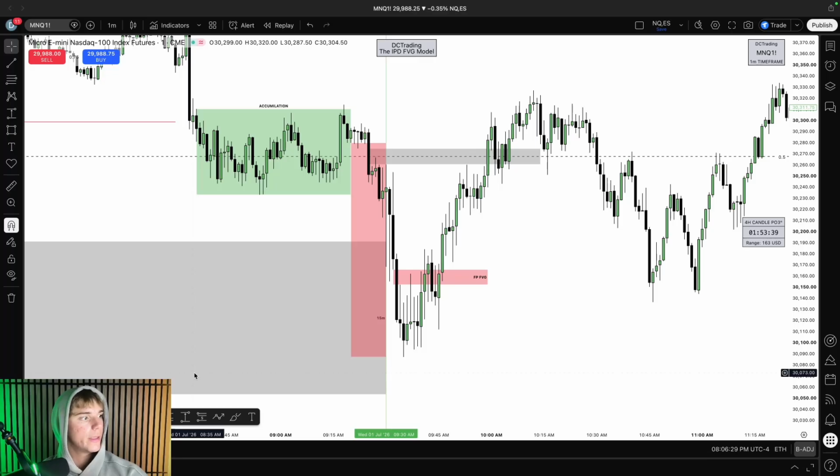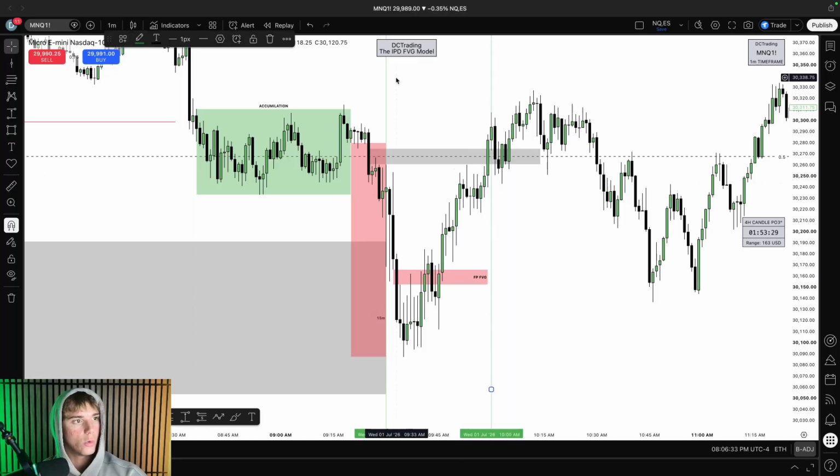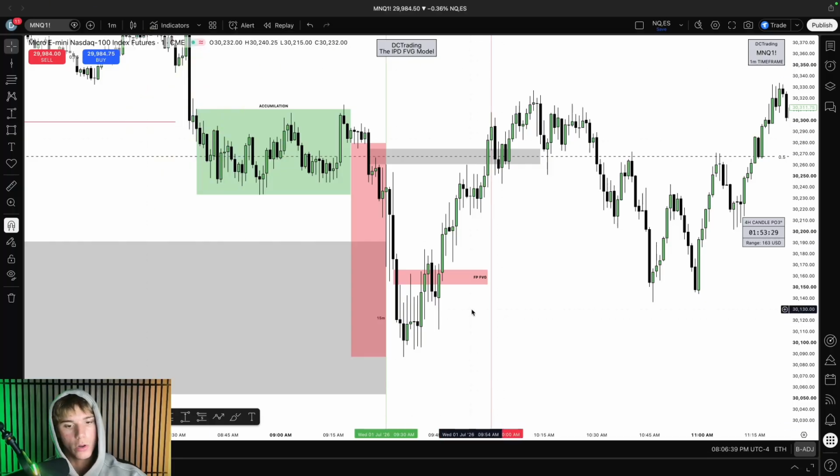Now, coming into the morning, since we had red folder news, we had PMI at 10 a.m., right? As you can see, 10 a.m. right here. What does that mean for the IPD FVG model? Before, whenever there's no red folder news dropping at 10 a.m., you trade the IPD FVG model only entering between 9:50 and 10:10 macro time, okay?